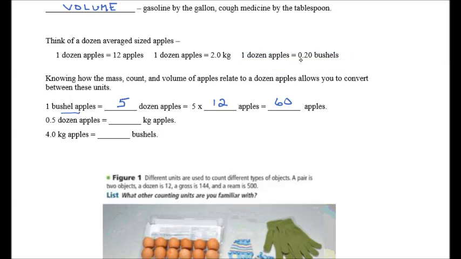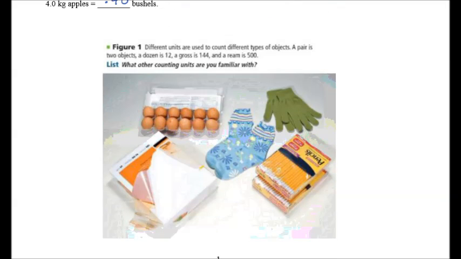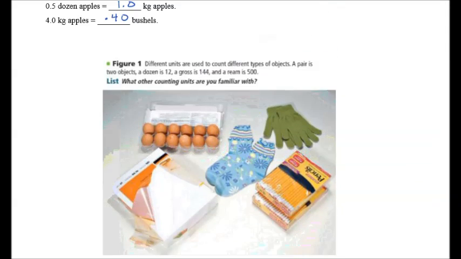If I have half a dozen apples, then I have 1.0 kilograms of apples. If I have 4 kilograms of apples, I have 2 dozen. If I have 2 dozen, then I must have 0.40 bushels. This picture just shows different ways of counting.